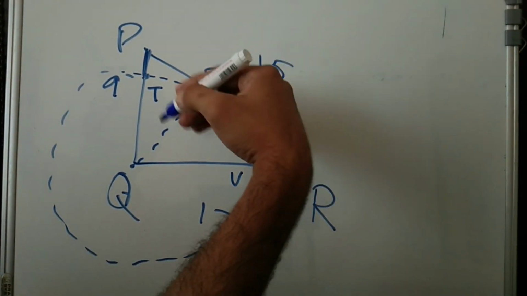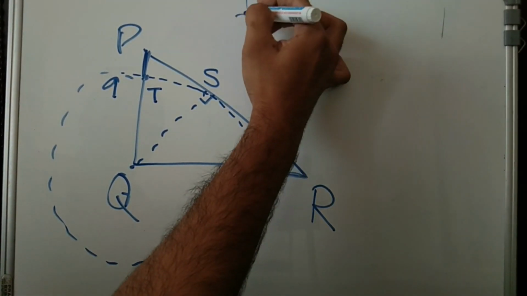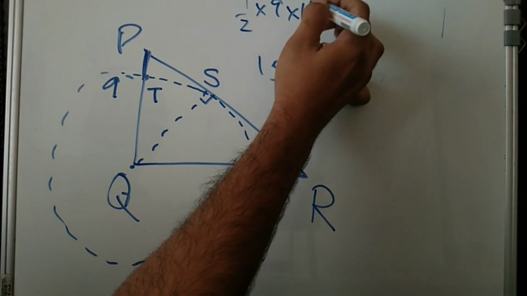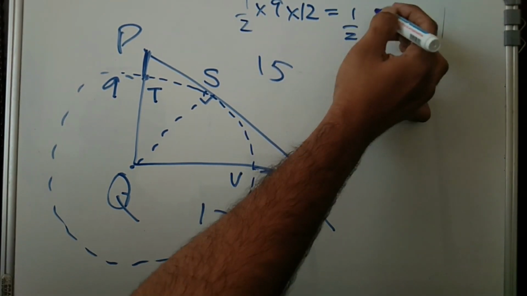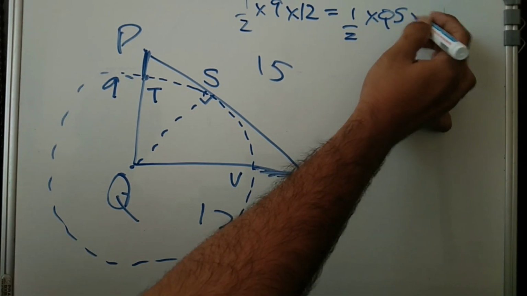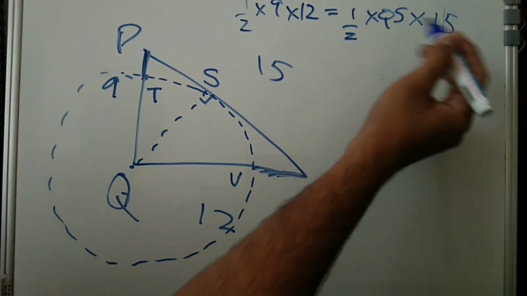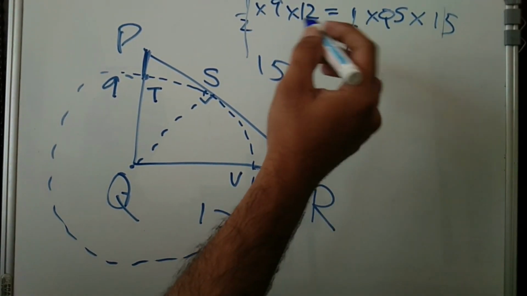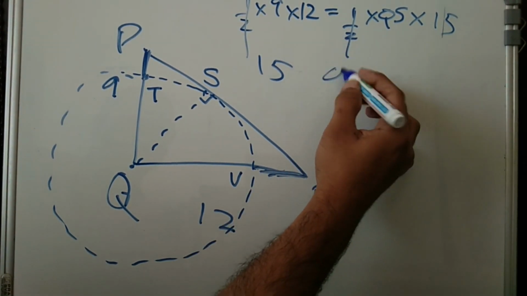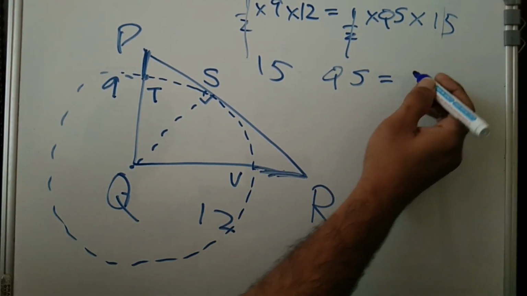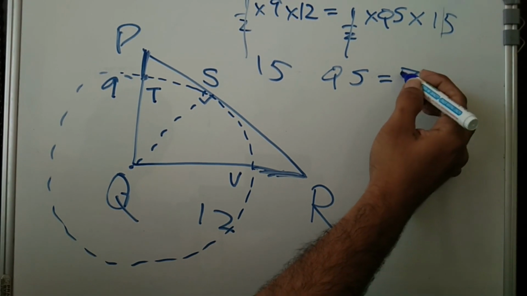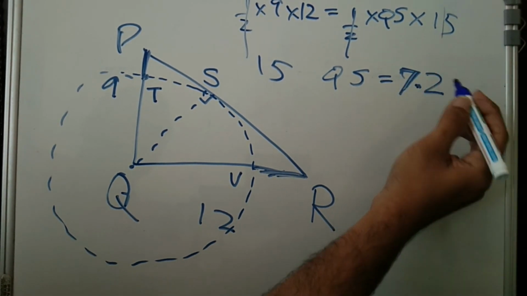Let's equate the area. So 1 by 2 into 9 into 12 is equal to 1 by 2 into QS into 15. So 1 by 2, 1 by 2. Then from here QS will come out to be 7.2. This is 7.2.